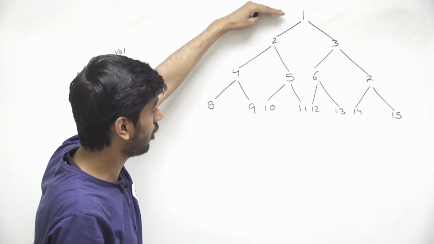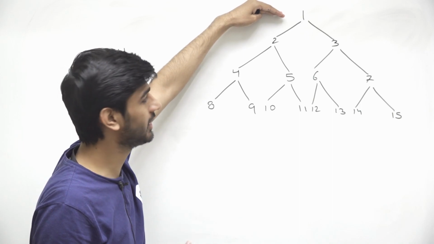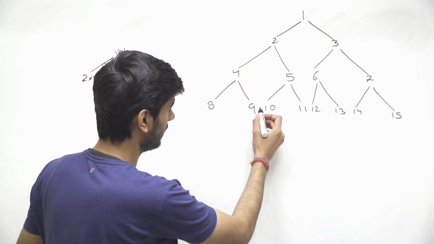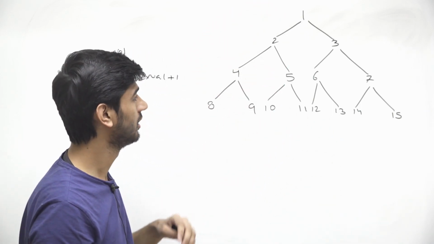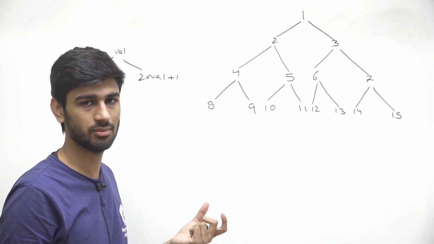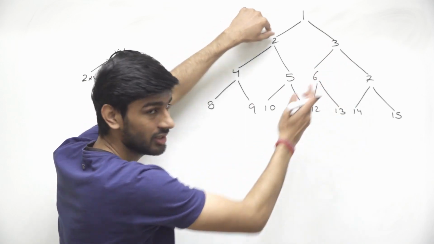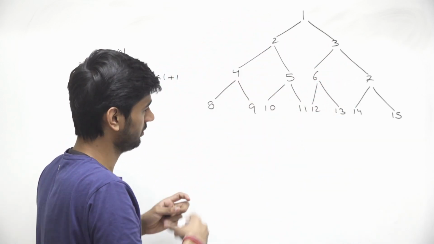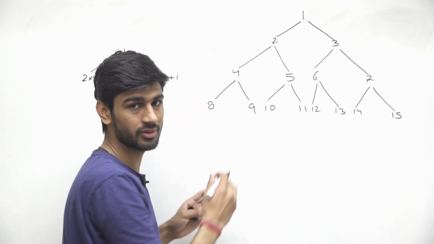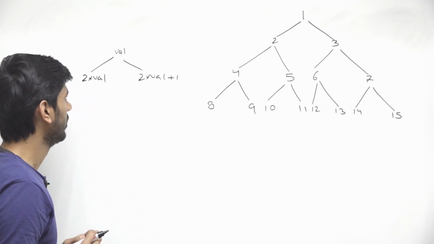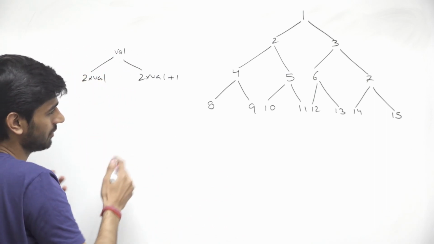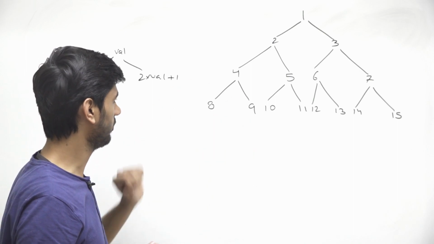But if we move from top to bottom, then it will be a bit tricky to find where 10 and 11 lie. We might have to use some formulas to check whether 10 and 11 are present in the left child or the right child. So if we are able to move from bottom to top, that will be much easier. Based on this formula, can we somehow generate a way to move from bottom to top?